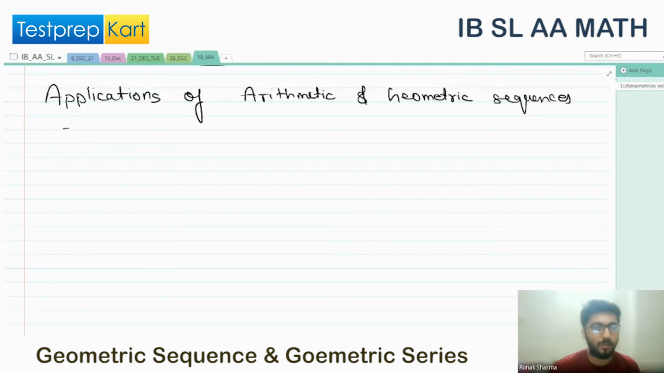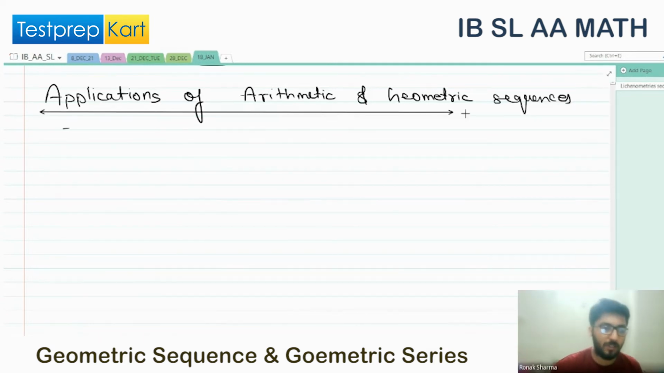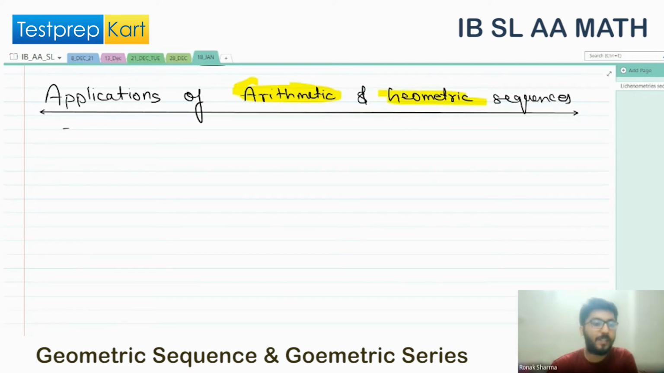I hope now you are comfortable that arithmetic means the consecutive terms have a constant difference, and geometric has a constant ratio. Now you should know what interest is. I hope you know a little about banks: whenever a bank lends us money, why is it giving money to us? Basically, the bank is going to charge some interest over that.